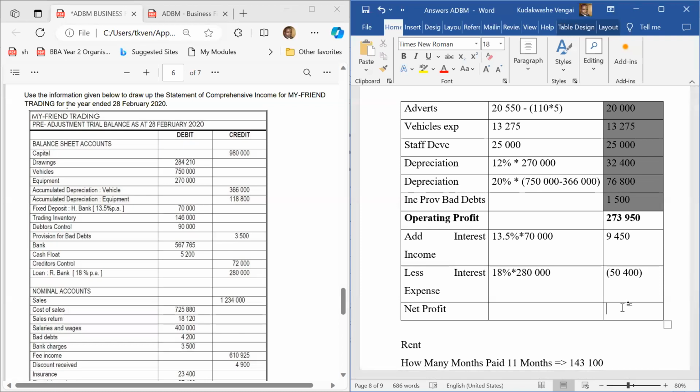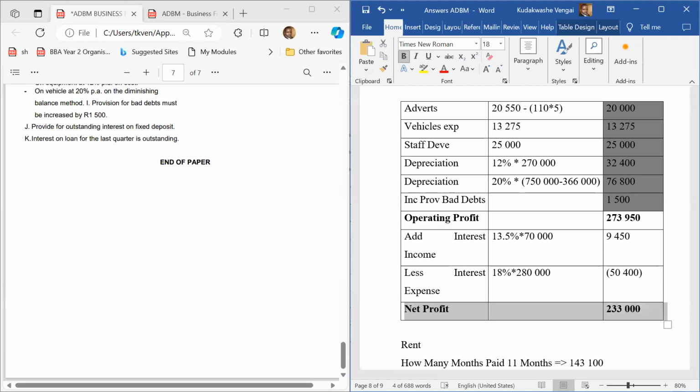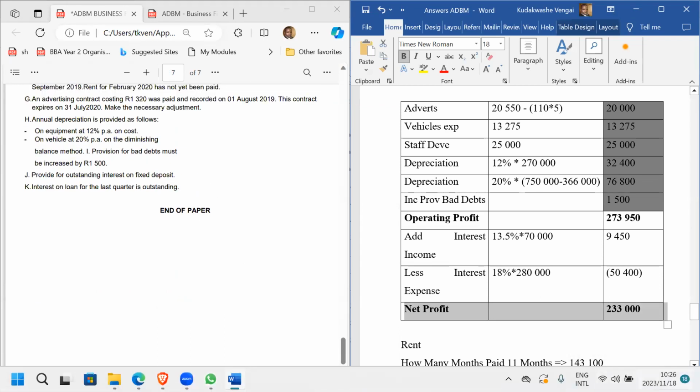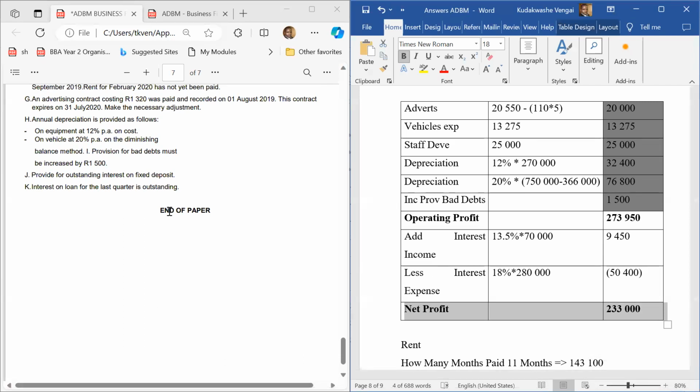So 273,950 plus 945 minus 5,400, and then you get 233,000 as your final net profit for the organization. So that's how you were supposed to do question number 4.